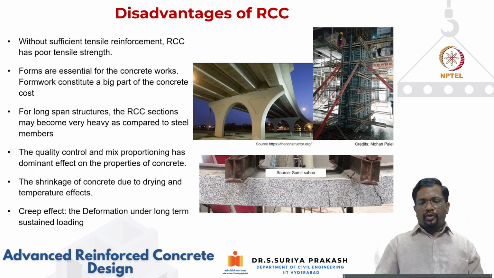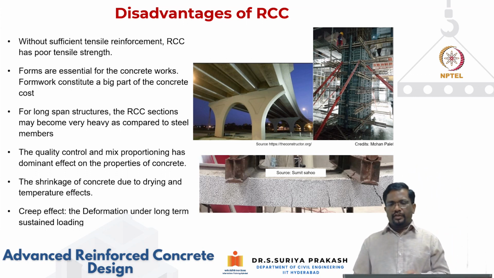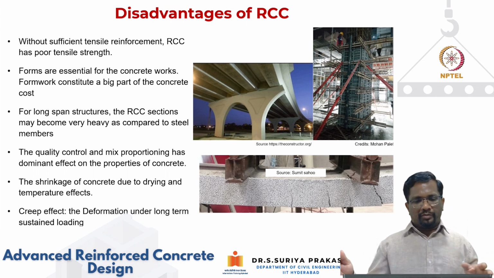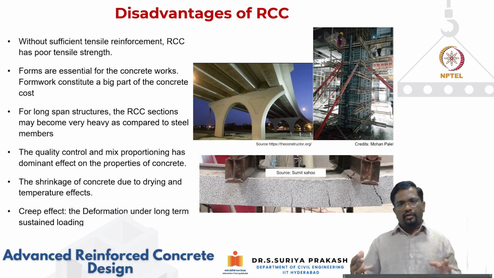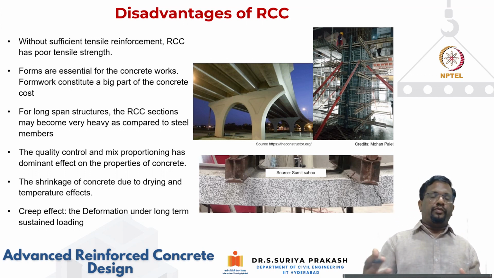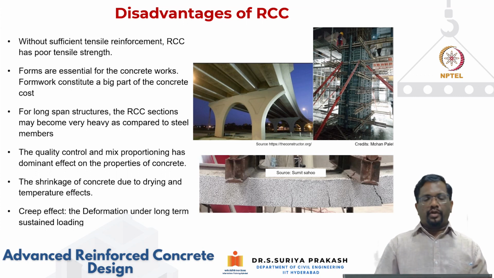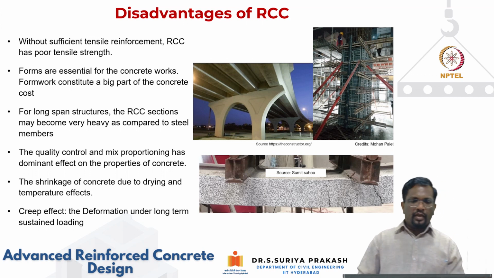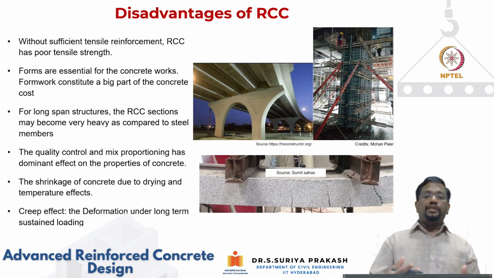Okay. And another important aspect is, like this, this is one of the constructions that we were associated with. A very large formwork is required. Forms are essential for concrete. In fact, for cast in place construction, the cost of the formwork can be 30 to 40% of the actual cost of the construction. It can constitute a very big part of the concrete construction. Again, for very long span structures, because of concrete, you end up with massive sections. So RCC sections may become very heavy when compared to steel, right? So that is one of the disadvantages.